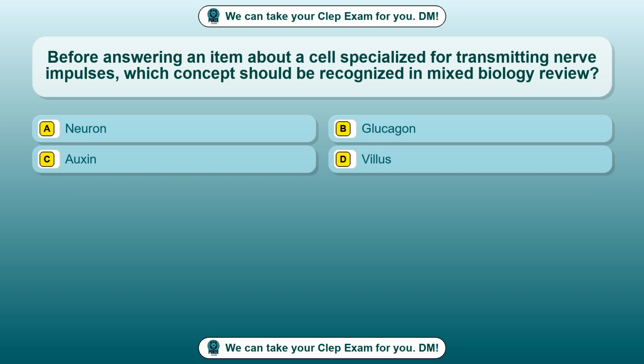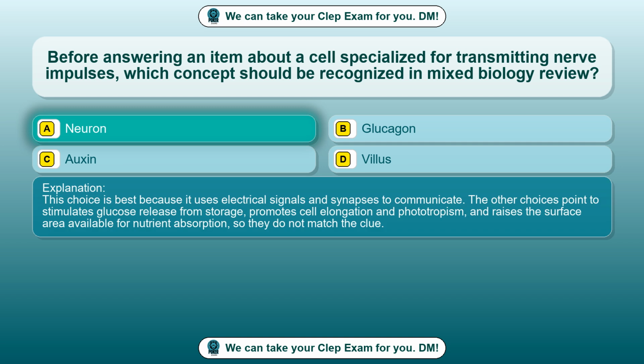Question 56. Before answering an item about a cell specialized for transmitting nerve impulses, which concept should be recognized in mixed biology review? Option A, neuron. Option B, glucagon. Option C, auxin. Option D, villus. The correct answer is option A, neuron. This choice is best because it uses electrical signals and synapses to communicate. The other choices point to stimulates glucose release from storage, promotes cell elongation and phototropism, and raises the surface area available for nutrient absorption, so they do not match the clue.